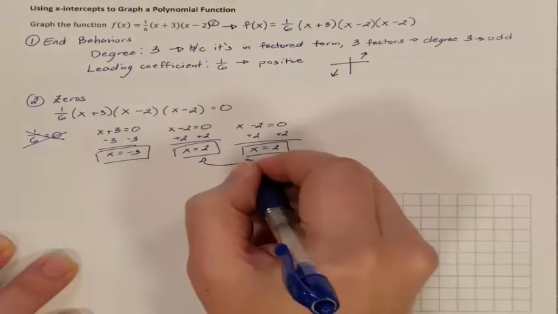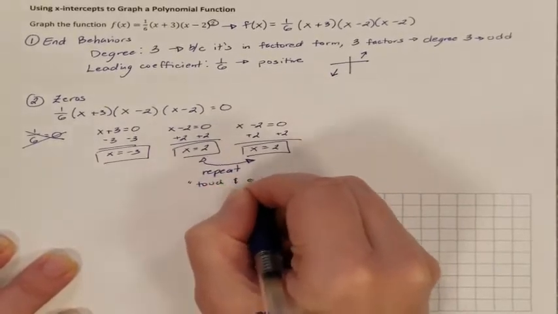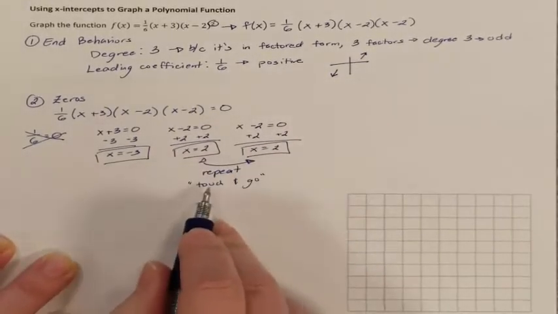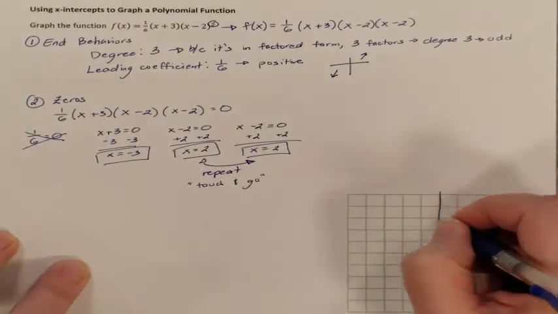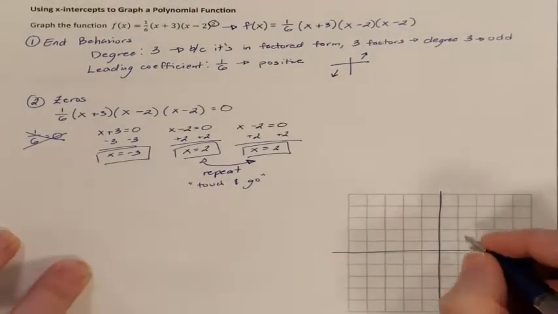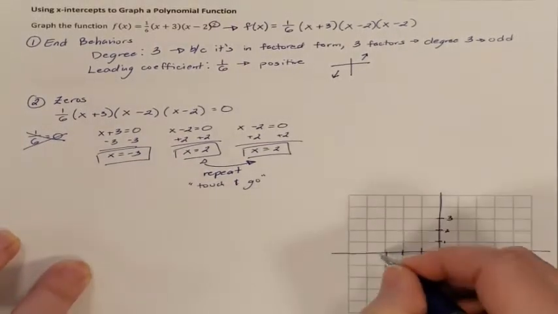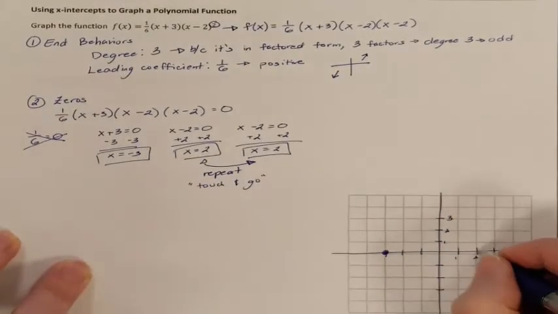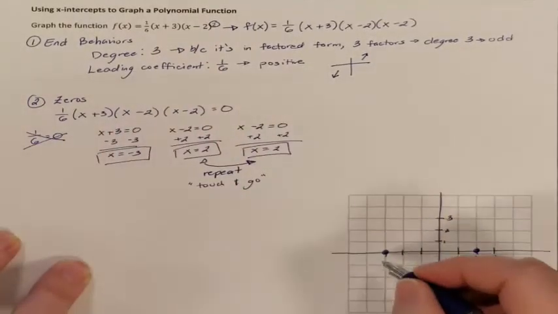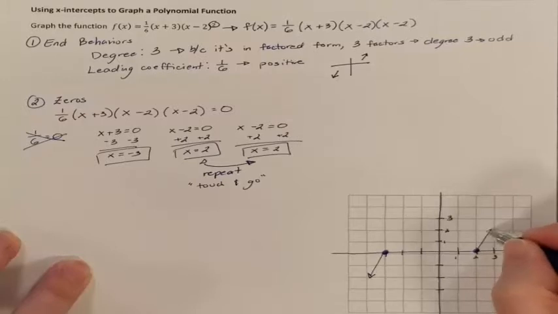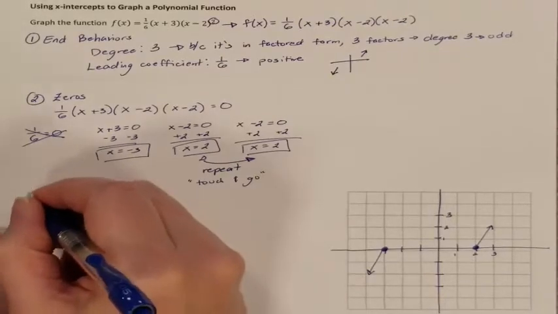Because I see that my 2's are repeating, remember, a repeat is a touch and go. So it's not going to go through the number 2. It's going to touch it and run away. It will go through the -3 though. So let's go ahead and get our XY axis drawn. We need to scale it. So at -3, I cross the x-axis. I should touch and run at the 2. These are my x-intercepts. My end behavior said the left end went down and the right end went up. Now I need to know what goes on in between, and that's what we're learning today. Today we are going to find out what goes on in the middle.